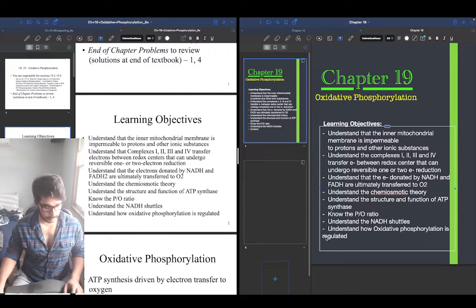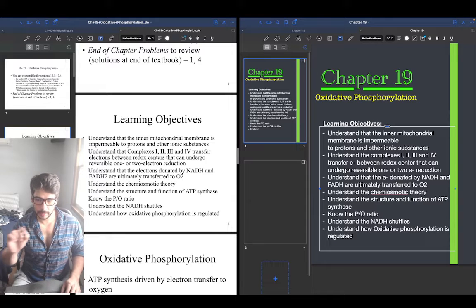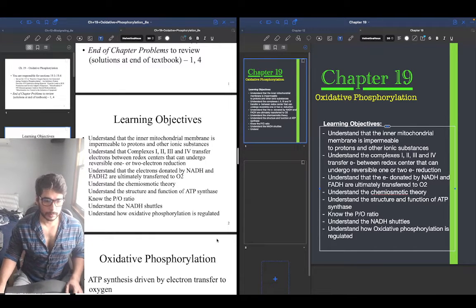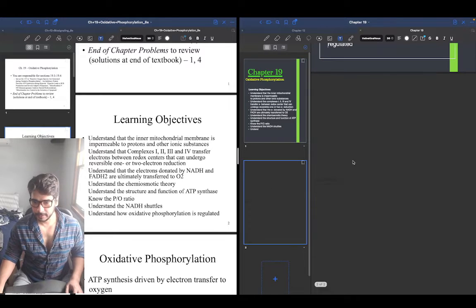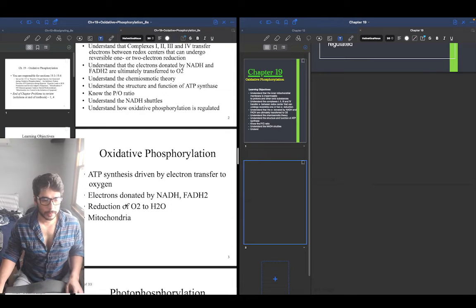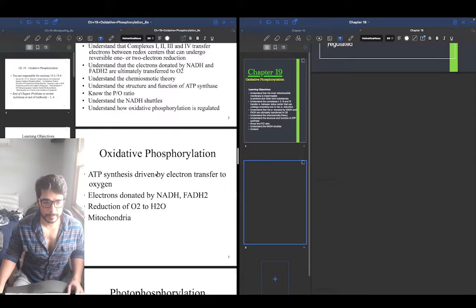Okay, so I repeat, the goal of doing these objectives on the cover is so that I can go back and highlight the ones that I've reviewed and am fairly confident with, and leave the ones that I don't blank. So now it's time to create some of these flashcards. Oxidative phosphorylation, ATP synthesis, is driven by the transfer of electrons to oxygen. Electrons donated by NADH, FADH2, reduction of O2 to H2O, mitochondria.